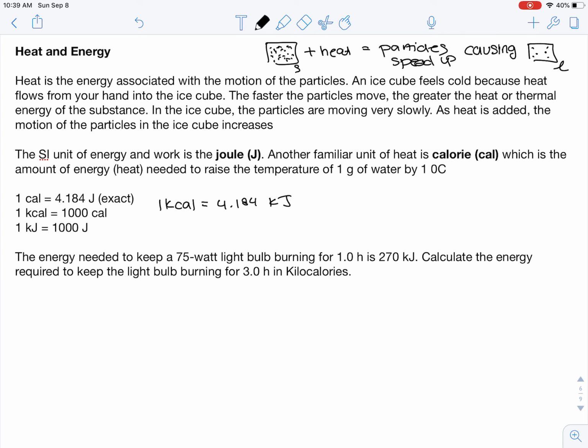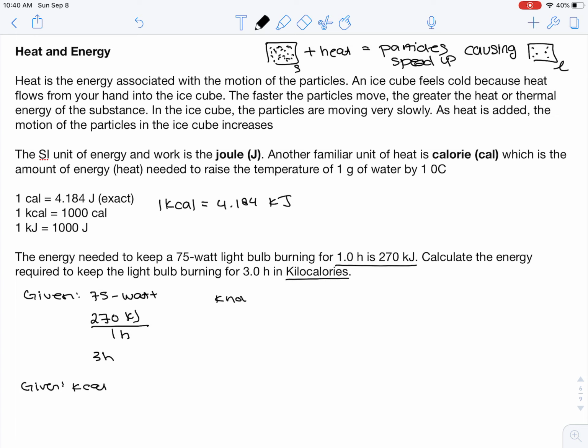So let's put this into work. The energy needed to keep a 75-watt light bulb burning for 1 hour is 270 kilojoules. Calculate the energy required to keep the light bulb burning for 3 hours in kilocalories. So given a 75-watt light bulb, and that in an hour there's 270 kilojoules of energy used. So 270 kilojoules per 1 hour. Calculate the energy required for 3 hours. So we want energy in kilocalories for 3 hours.